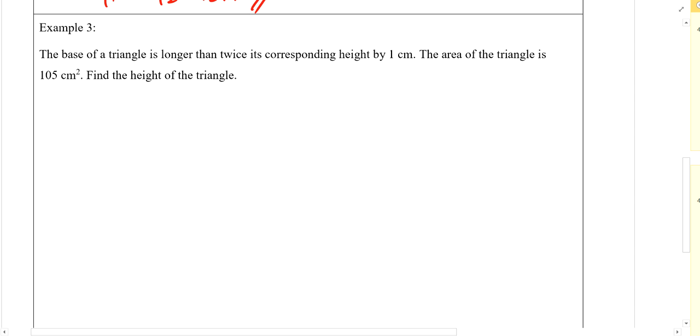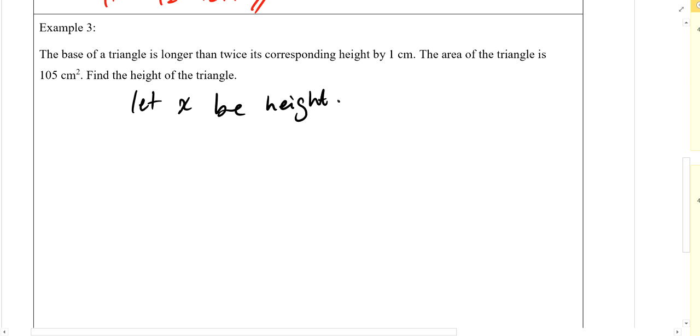What should x be? We want to let x be something. So let x be what? Height, yes. That's a good choice because that's what we want to eventually find out.